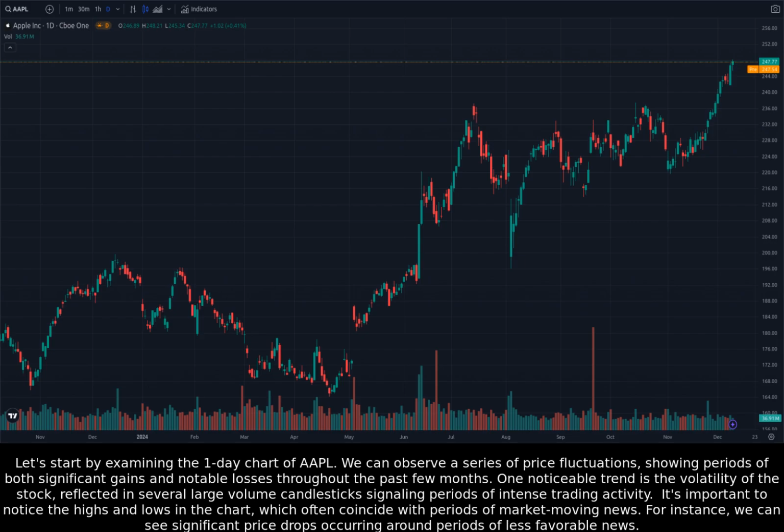Let's start by examining the one-day chart of Apple. We can observe a series of price fluctuations, showing periods of both significant gains and notable losses throughout the past few months. One noticeable trend is the volatility of the stock, reflected in several large volume candlesticks signaling periods of intense trading activity. It's important to notice the highs and lows in the chart, which often coincide with periods of market-moving news. For instance, we can see significant price drops occurring around periods of less favorable news.